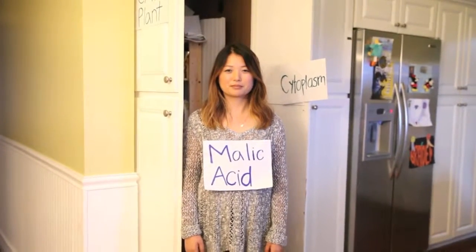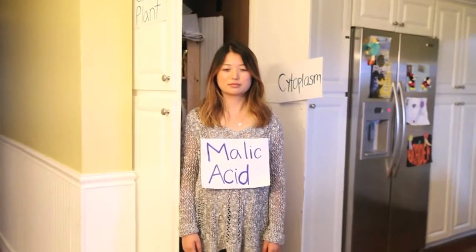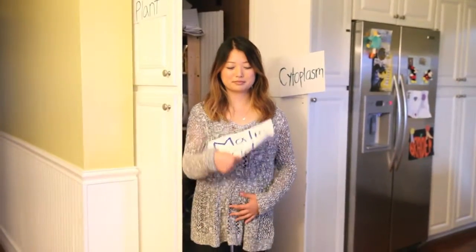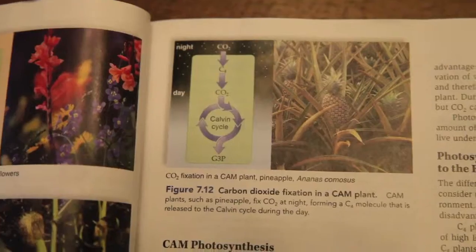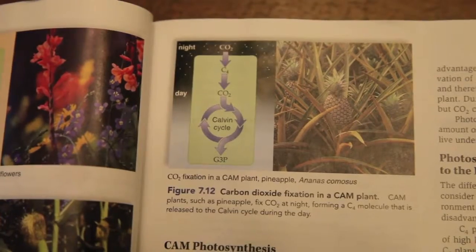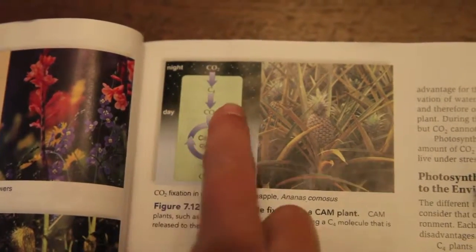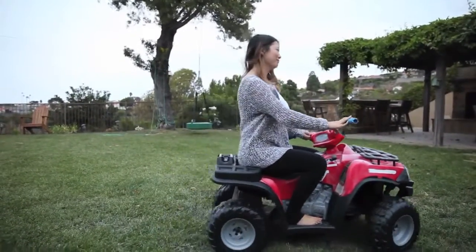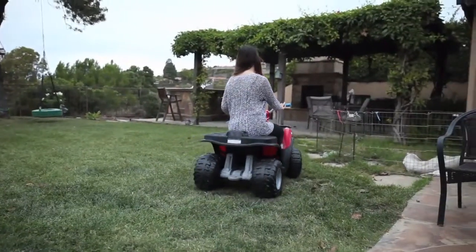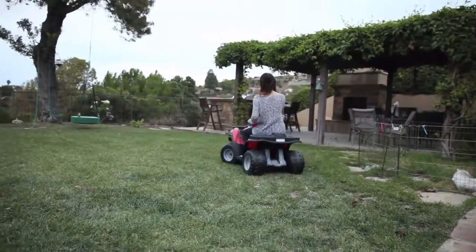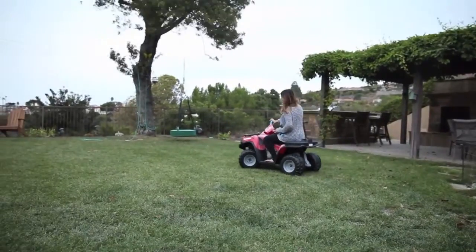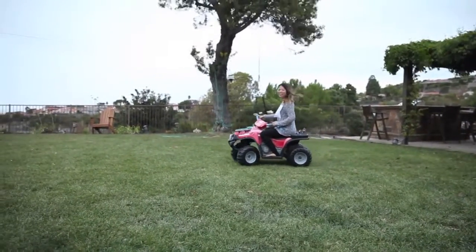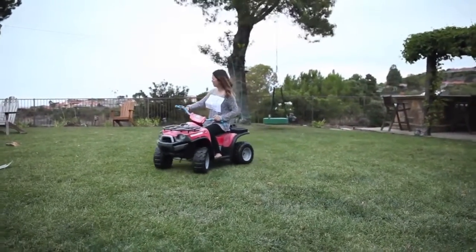Malic acid is then broken down and CO2 is released during the daytime. The CO2 can then be used in the Calvin cycle. With the help of ATP and NADPH from the light reactions, the Calvin cycle uses CO2 to make carbohydrates.